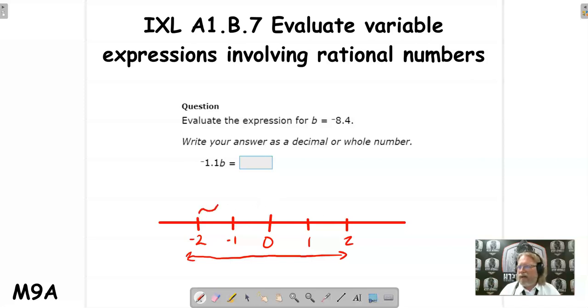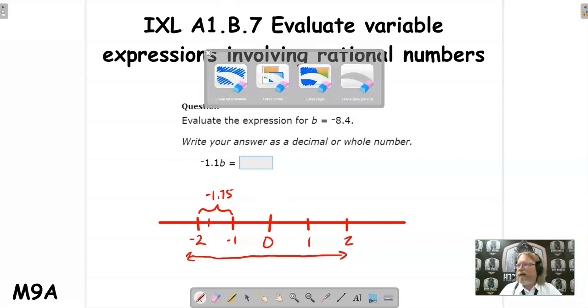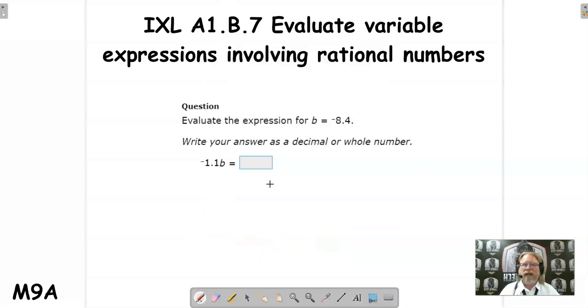Rational numbers are the numbers that live in the gaps in between, such as negative 1.75, which will be right about here, right? So those are rational numbers. So that kind of gives you an idea of why you're going to see so many decimal numbers in this activity. So evaluate means plug in what they tell you the value of the variable is and then actually solve to get an answer. So we're going to do just that.